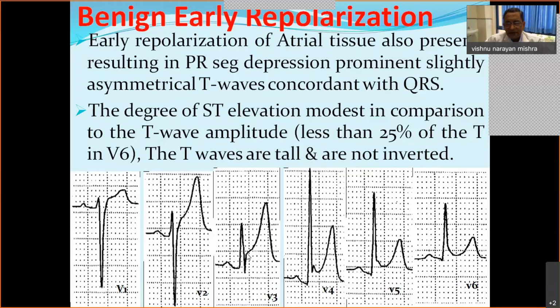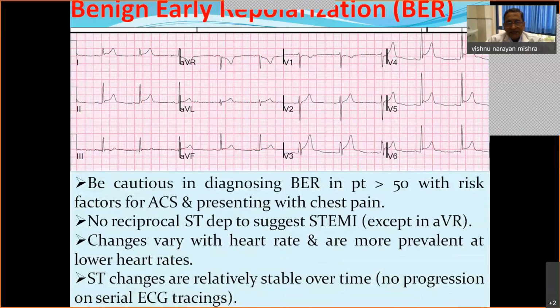So this is the classical ECG of benign early repolarization. There are tall tented T waves, with ST elevation less than 25% of the T, and of course the PR interval, the PR segment, is also depressed. Now this is yet another ECG of benign early repolarization, or BER, but one should be cautious in diagnosing BER in patients who are above 50 years of age, because many times you may think in terms of BER and it may be infarct. No reciprocal ST depression to suggest ST elevation MI except in aVR.